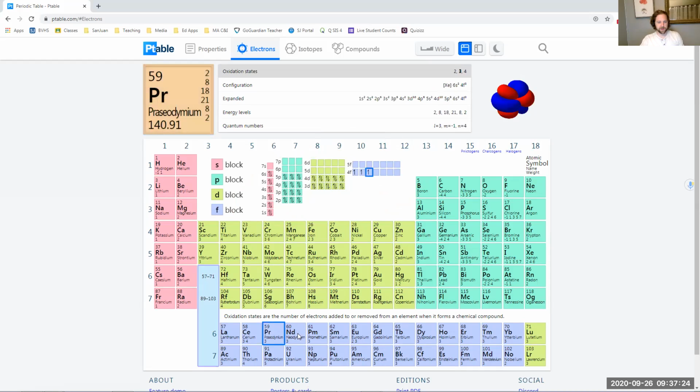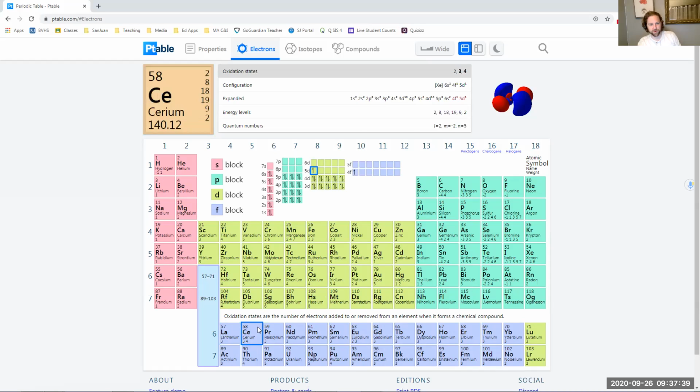The reason why the f orbital is a little weird is because even though lanthanum's down here, notice how lanthanum's in this lower block we call the F block, but its electrons are in a D block.